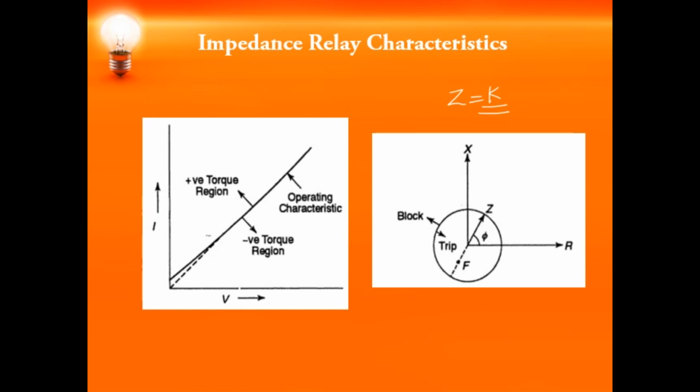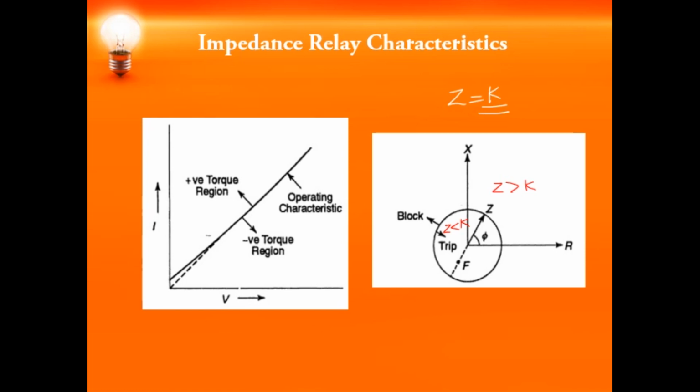And this is Z less than K, and the region outside the circle is Z greater than K. You can observe the phase angle phi, which is nothing but the phase angle between the voltage and the current. So the operating characteristic is a circle, and the relay operation is independent of the phase angle phi. It depends only on the magnitude of Z.